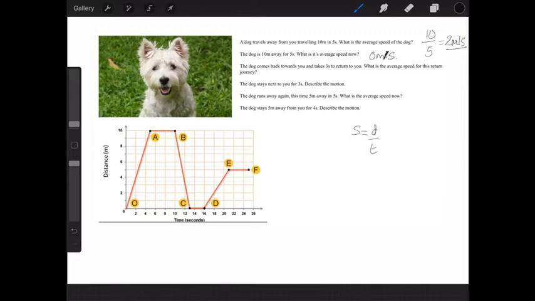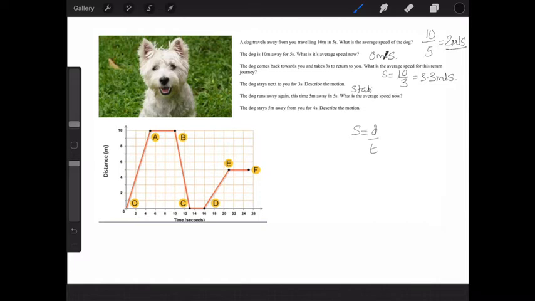The dog comes back towards me, taking only 3 seconds now to return that 10 metres that it travelled. So now the speed is 10 divided by 3. 10 divided by 3 is 3.3, isn't it? I might be looking silly now. 3.3 metres per second. The dog stays next to me for 3 seconds. Describe the motion. Stationary. There is no motion.